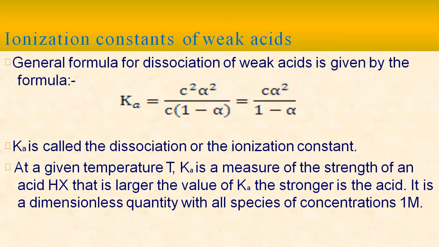At a given temperature, Ka is a measure of the strength of an acid HX. The larger the value of Ka, the stronger is the acid. So when you solve a question, whenever you get the maximum value of Ka, it means the acid is stronger. It is a dimensionless quantity, with all species concentrations in 1 molar, right?